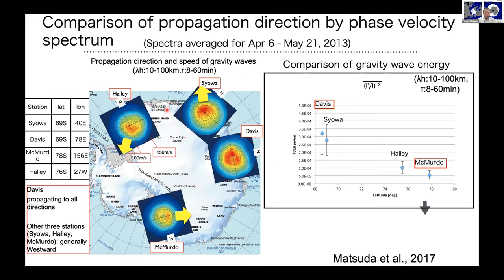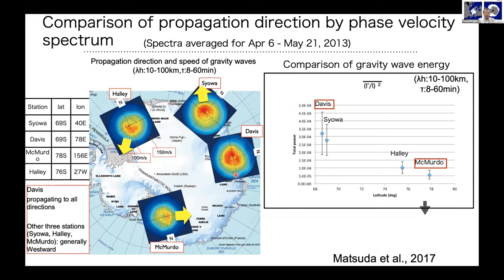Okay, this M transform analysis is applied to simultaneous observation at four stations in the Antarctic imager network, to obtain the phase velocity spectrum in April and May 2013. Three stations, Showa, Halley and McMurdo, showed the westward propagation is dominant, whereas Davis only showed more omnidirectional propagation without any specific direction.